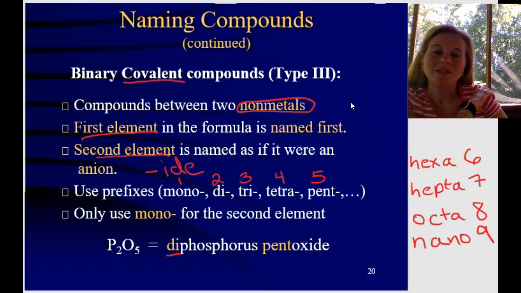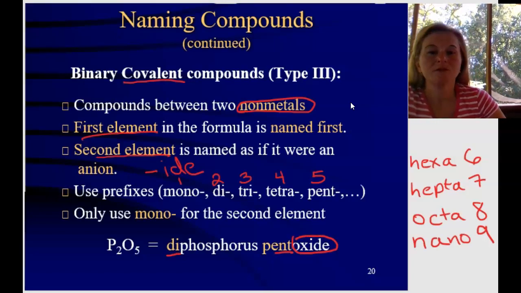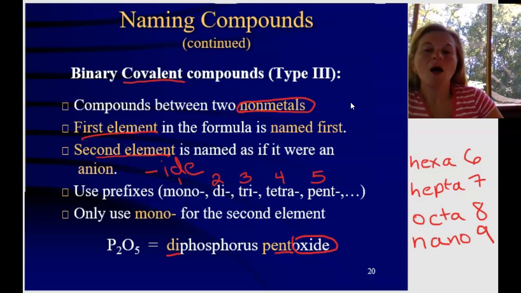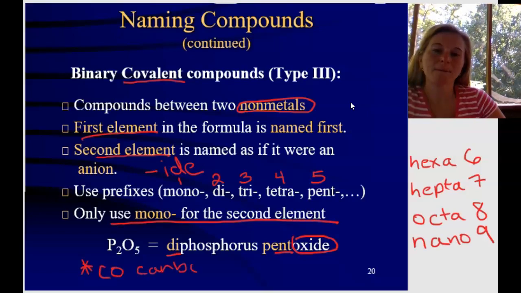So here we have an example of P2O5. So that's going to be diphosphorus pentaoxide. And the root word decides the vowel. So notice we lose the A there because of the oxide. The root word trumps the prefix. Our one exception to the rule is that we do not use mono for the first element. We only use mono for the second element. So a good example here is carbon monoxide.